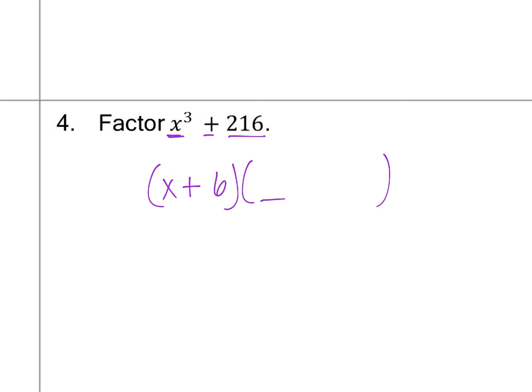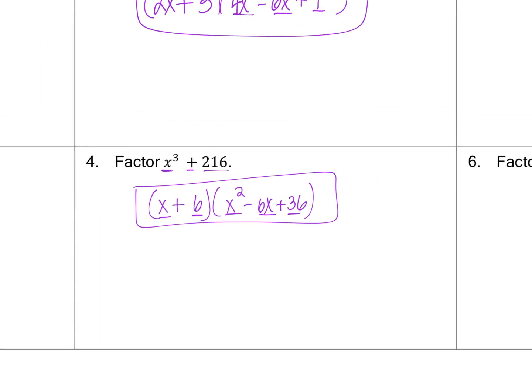And then we have a trinomial. Remember, it's always a binomial, and then we use that binomial to find the trinomial. So we're squaring x, we get x squared. We multiply x and 6 to get 6x. And it's the opposite sign, so minus. And then we square the 6 to get positive 36. So that's sum of cubes.